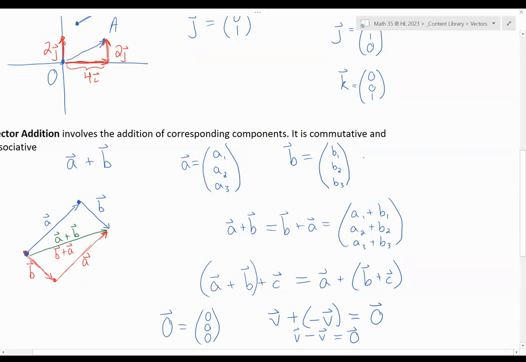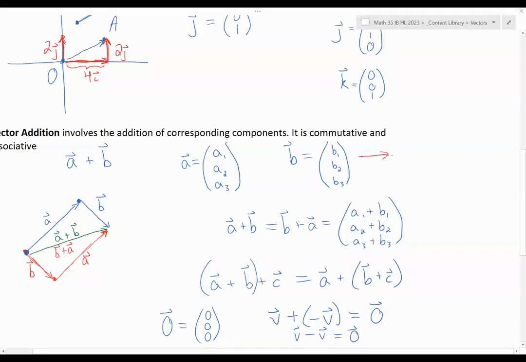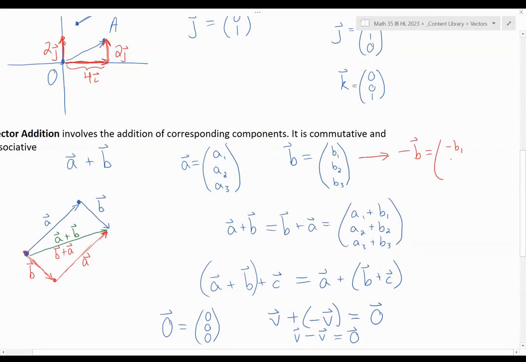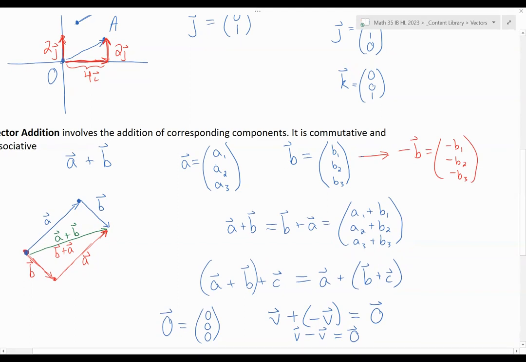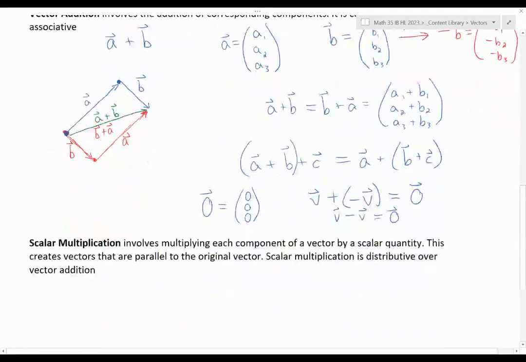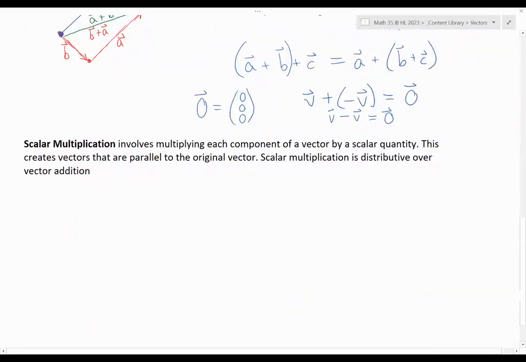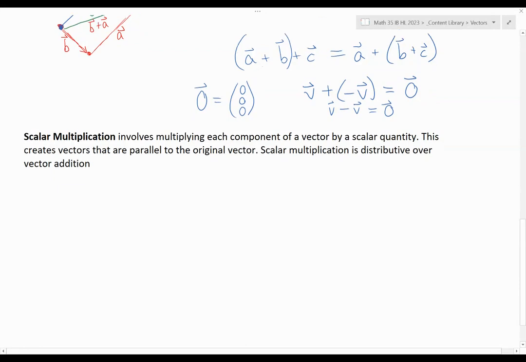So if, for example, b is as I've defined it here, then negative b is going to simply be negative b1, negative b2, negative b3. Again, just like we would expect. So that's addition and subtraction with vectors. Multiplication and division are a whole other mess. We don't deal with division of vectors at all. That's just simply not a thing we do.